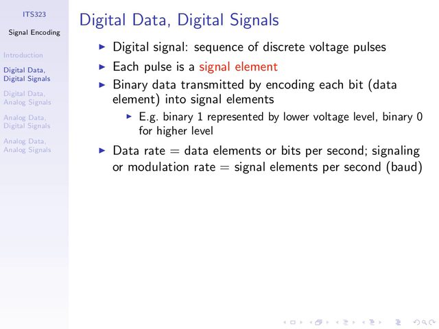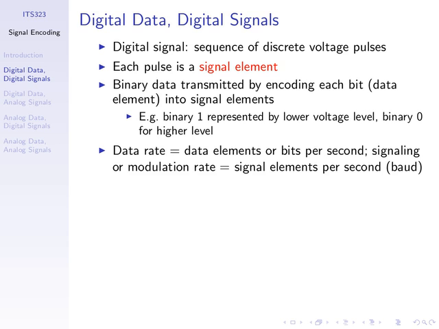to transmit bit 0, sends a high level, a high voltage for some duration of time. Bit 1, a low voltage. Bit 0, 1, another 1, and 0. This is a signal element, 6 signal elements here, or 6 pulses. The input data, the output digital signal.